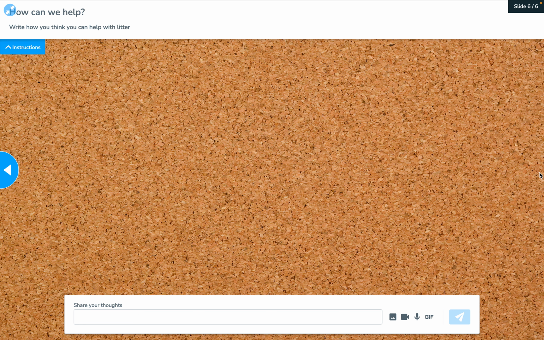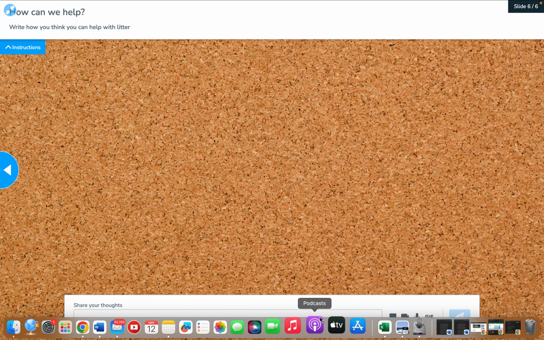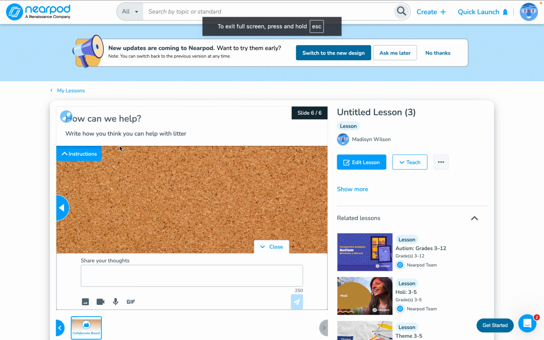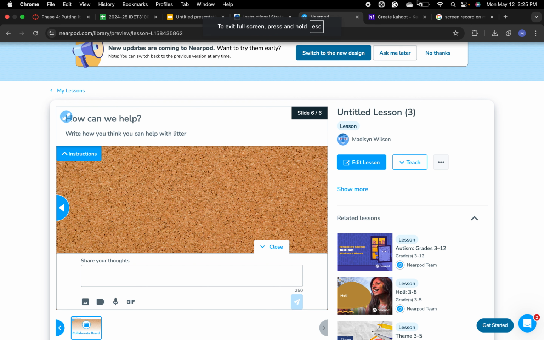Next, they're going to answer a question about how we can help. They're going to write about how they think they can help with litter. This can be anywhere around them, not just the playground, not just the beach, but at home, when they're out with their families, what they think they can do to help with litter. They're going to type in their thoughts right here. And then we're going to discuss them together as a class. So that's my Nearpod lesson.